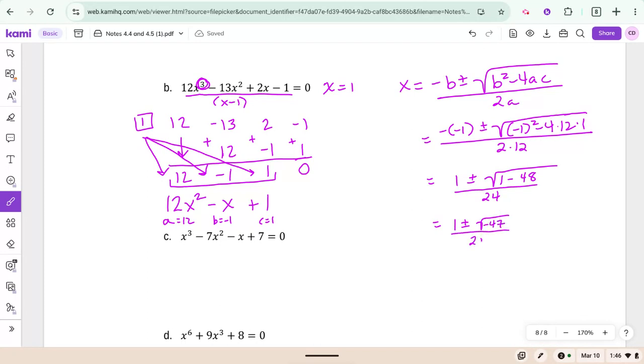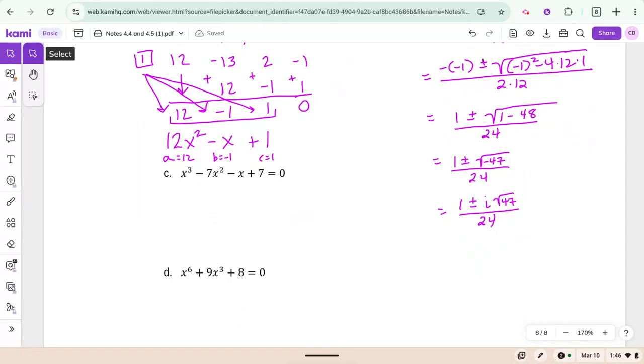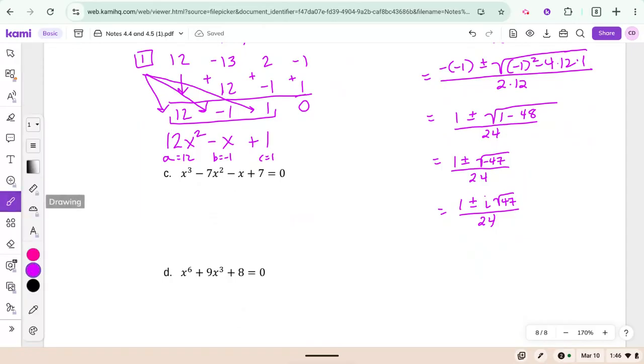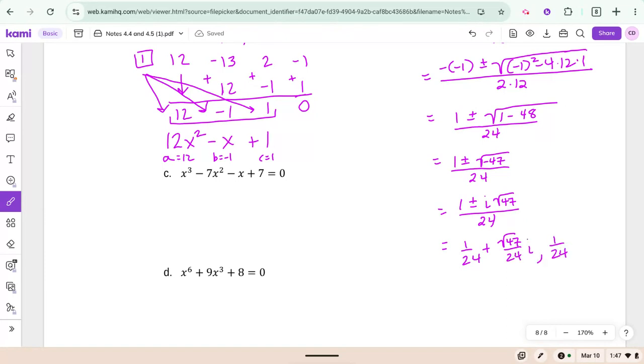This is why you didn't see where it crossed the x-axis, because when you take the square root of a negative number, guess what? i comes into the picture. I don't know what the square root of 47 is. That's a prime number. So my other two solutions come from this. We've got 1 over 24 plus square root of 47 over 24i, and 1 over 24 minus square root of 47 over 24i.